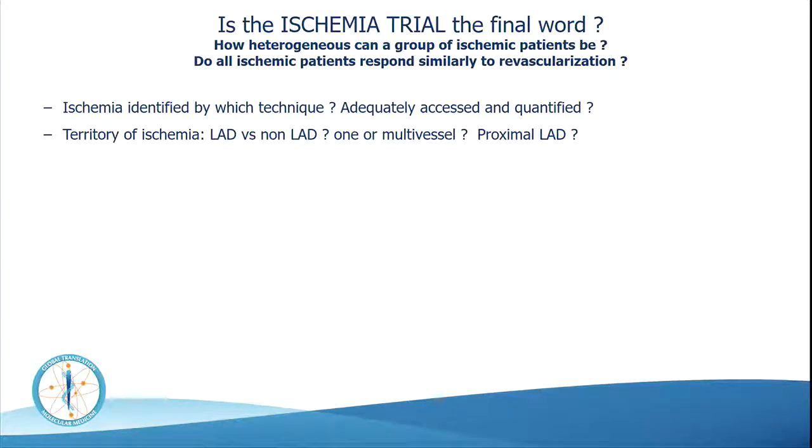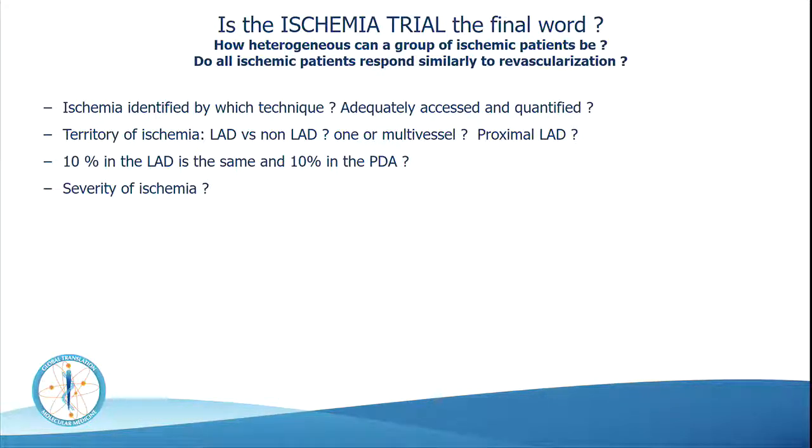Which territory was involved? The LAD, the non-LAD, one vessel, multi-vessel, proximal LAD involved? Is a 10% in the LAD the same as a 10% in the PDA? What's the severity of the ischemia? Different patterns in different territories.